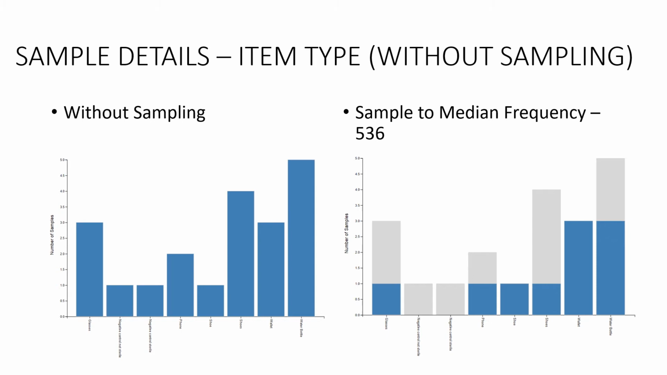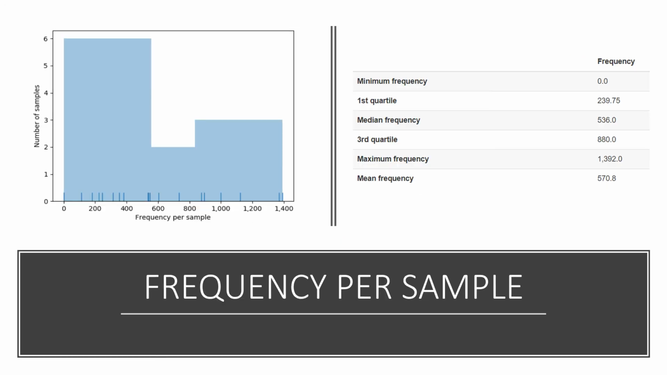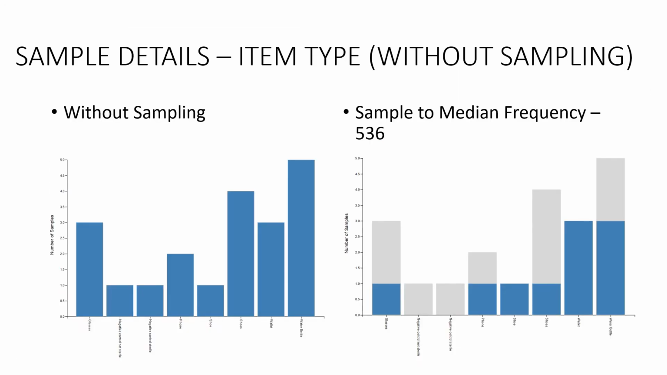So I have a side-by-side comparison of the item type without sampling, that is, without replacement. So left is without sampling, and the other one is when I've sampled to 536 according to my median frequency. There's a clear difference between without sampling and the sampled mean frequency, as you can see, and there is a comparison of number of samples with the object that was sampled. So it is the item type.